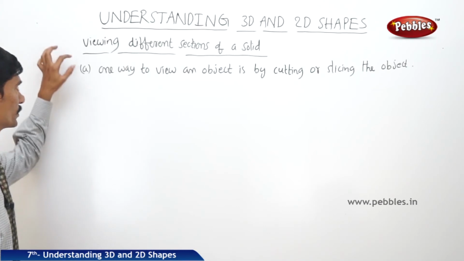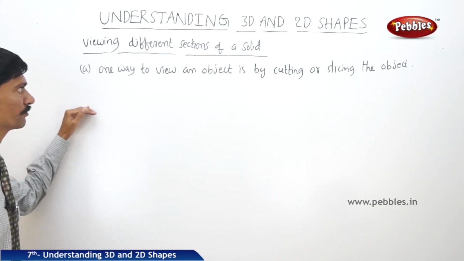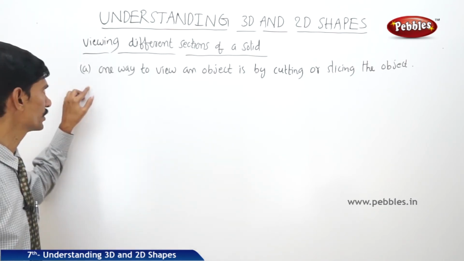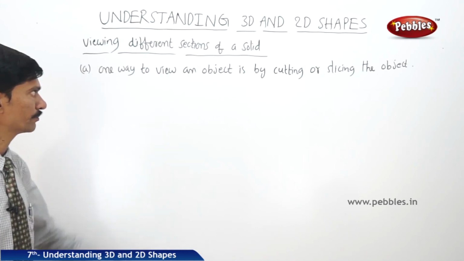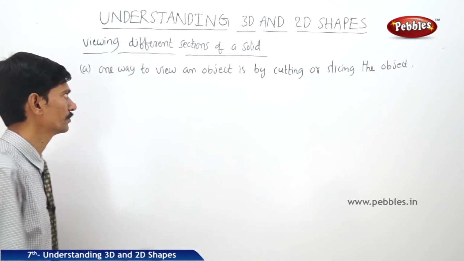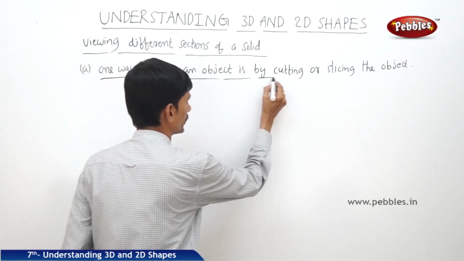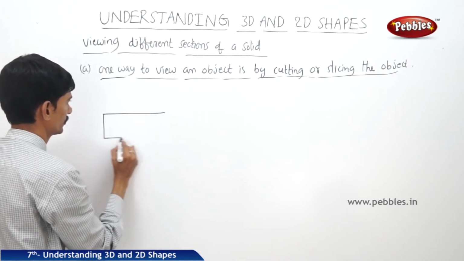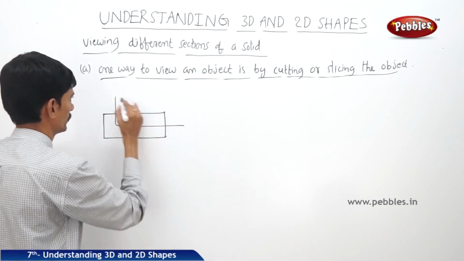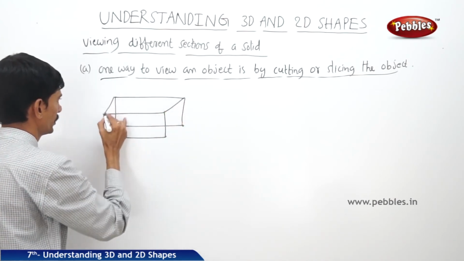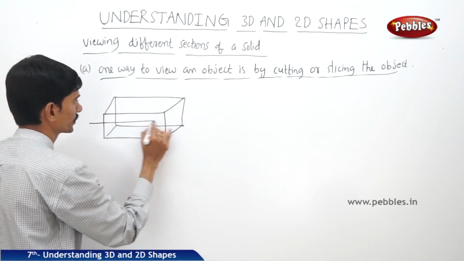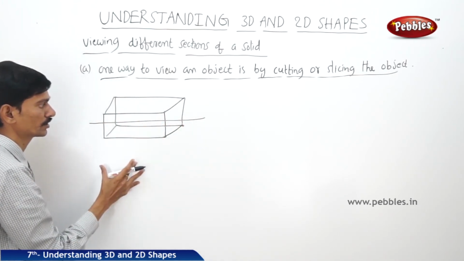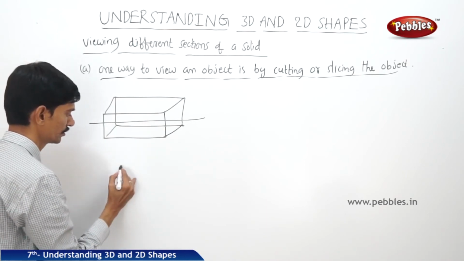Now let us see the next topic, viewing different sections of a solid. How to view the different sections of the given solid? One way to view an object is by cutting or slicing the object. So for example, if you take any cuboid and if you cut the cuboid horizontally into 2 parts, then the slicing or the cutting shape will be the rectangular shape.